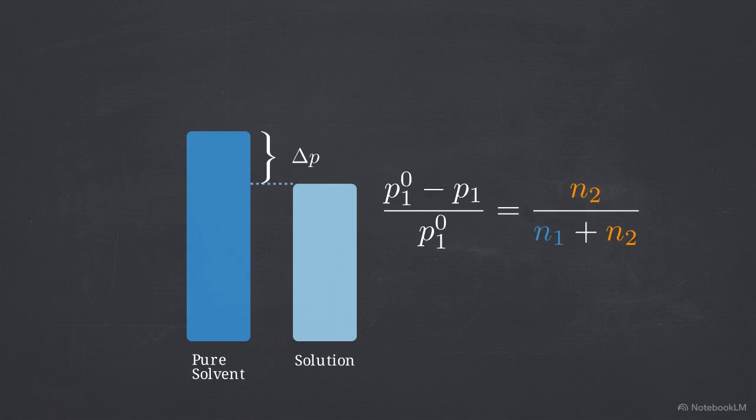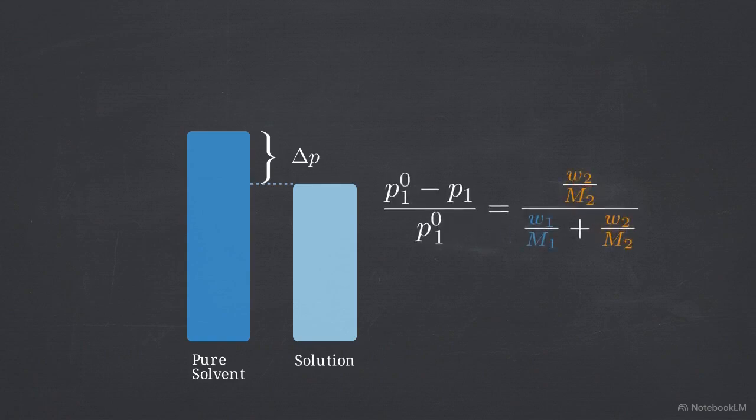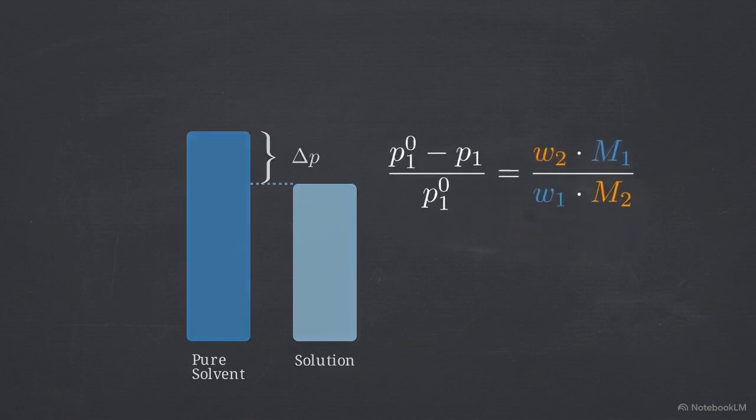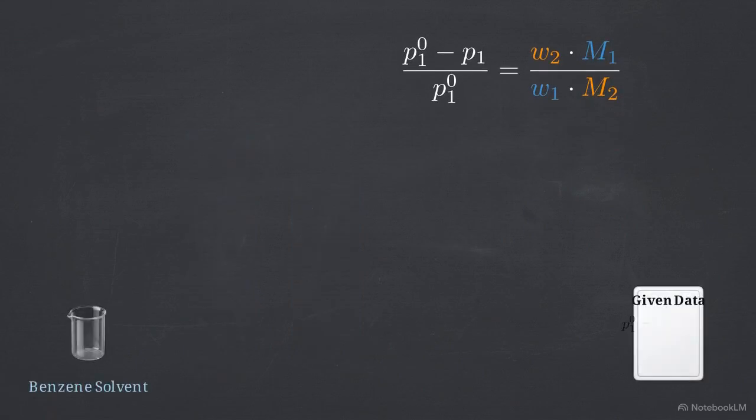By expanding that mole fraction, we get a ratio of masses and molar masses. To keep calculations organized, solute variables are orange, marked as W2 and M2, while solvent variables are blue, marked as W1 and M1. In dilute solutions, the number of solute moles is so small compared to the solvent that we can ignore it in the denominator. This simplification leaves us with a clean, workable ratio of mass to molar mass.